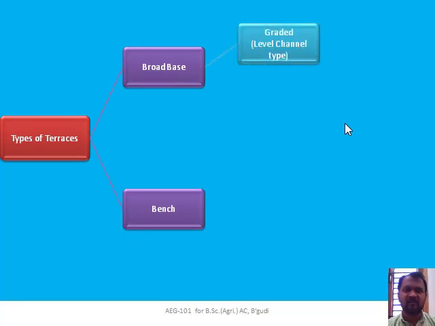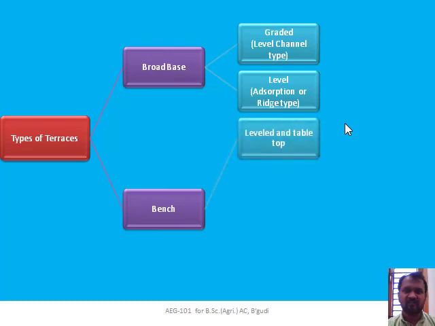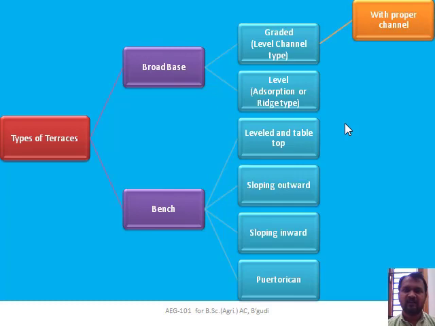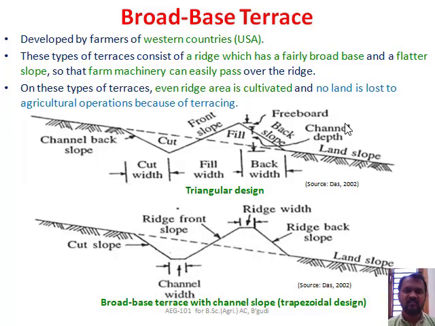Again, broad-based terraces will be classified into graded, in other words, level channel type terraces, and level or absorption or ridge type terraces. Then bench terraces are classified into level and tabletop terraces, sloping outward terraces, sloping inward terraces, and Puerto Rican terraces. These are the four types of bench terrace, and we have subclasses for the graded terraces: first one with a proper channel, and second one without a proper channel.